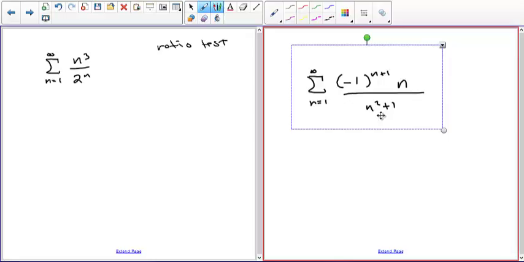Why does the inequality of a sub n plus 1, or 0 is less than a sub n plus 1 is less than or equal to a sub n have to hold true for all n?